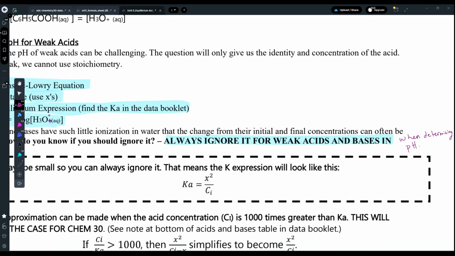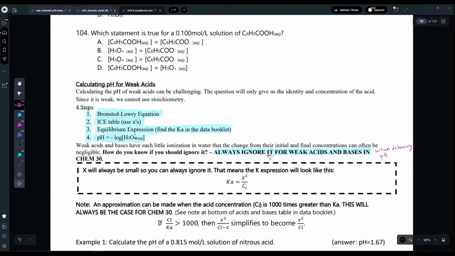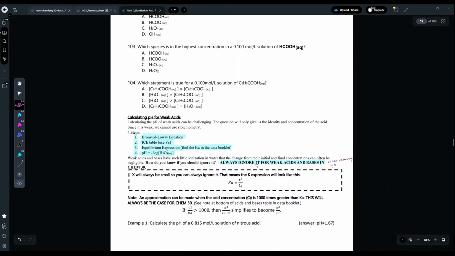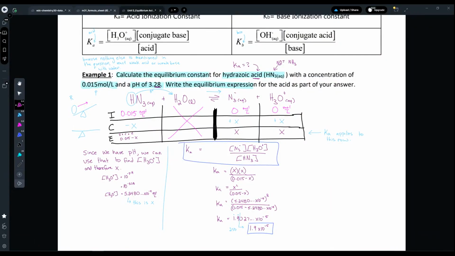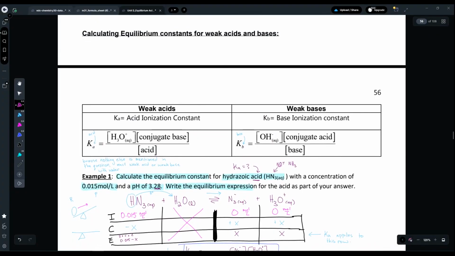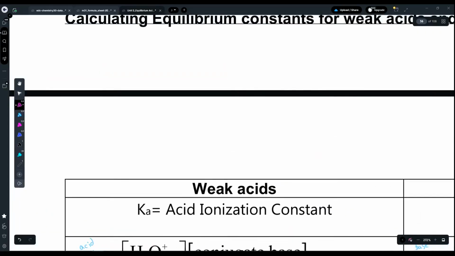The reason why I'm specifying that we're going to be ignoring X only for weak acids and weak bases when we're trying to determine the pH, is because in our previous questions, when we were calculating the equilibrium constants of weak acids or weak bases, we had to include the X. So the main difference here is that when you're calculating the equilibrium constant for weak acids or weak bases, you have to include the X. But when you're determining the pH for weak acids or weak bases, then you can ignore the X. So let's go back to page 56 here and write in that little note because it is important and some students get this a little bit confused.